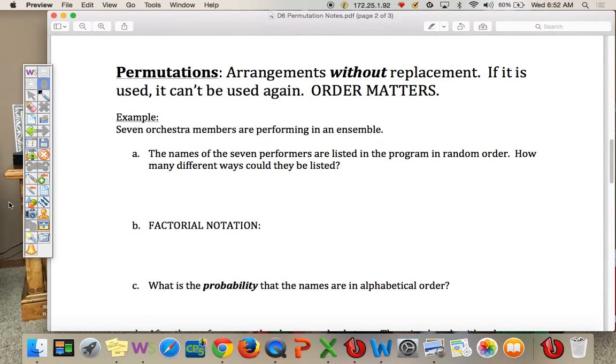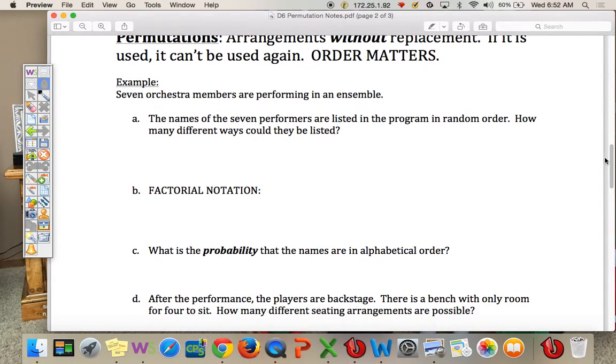In a permutation, you can make arrangements without replacement. In other words, if it is used, it can't be used again. In other words, order does matter here. So this is kind of like the second problem that we just did for the license plate problem. Without replacement means if you use something, you can't use it again. So let's take a look at how we can solve permutations.